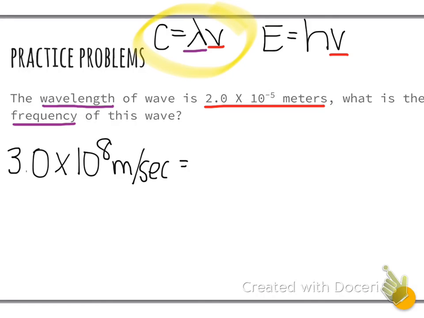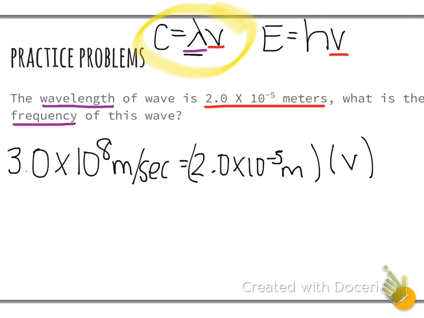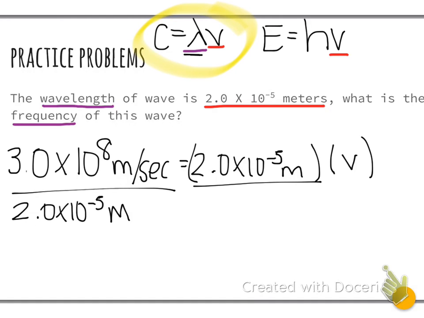So this first one, the purple here, is my wavelength: 2.0 times 10 to the -5th meters. And I'm multiplying that by my frequency. Now, this is just some simple algebra here. It's multiplied by it on this side, so I need to divide. So divide each side by 2.0 times 10 to the -5th meters. Now my units of meters are going to cancel.